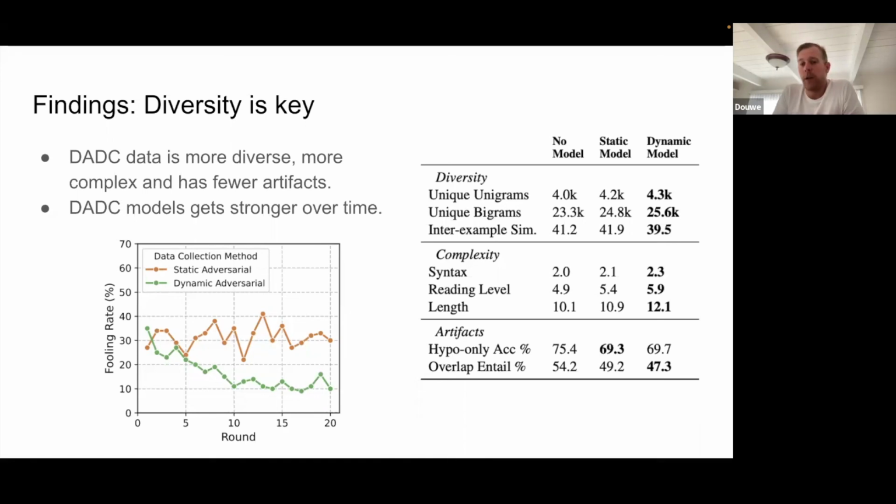What we show here in this data analysis is that the dynamic model has a lot more diversity than the other models, and the complexity is much higher. So they're just more difficult and more interesting examples, and there are fewer artifacts in this adversarial data than in the static or the no model case. And what you can see here is that the green line, the fooling rate, essentially keeps going down. So the model gets more and more robust, it gets harder and harder for the annotators to fool. The same is obviously not true for the static model, because that's always the same model that doesn't update. So that's randomly fluctuating.